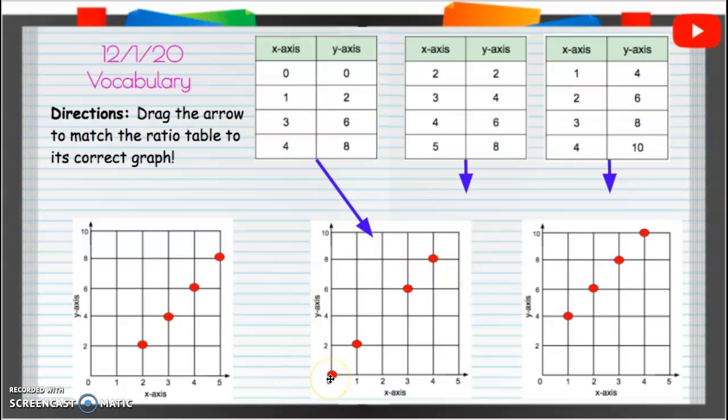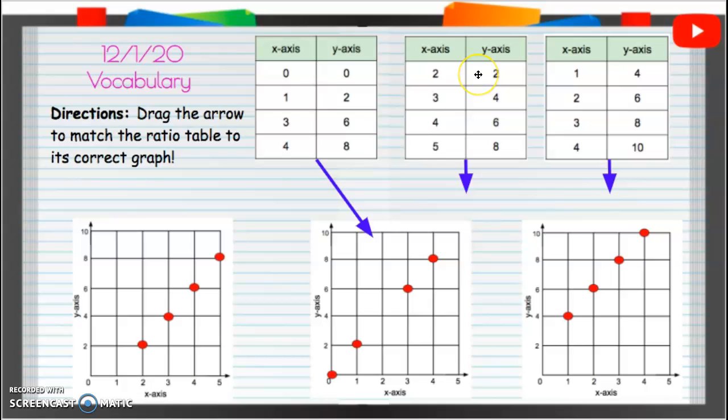So you went over 0, up 0, so you just stayed there at the starting point. Then we can check over 1 up 2, over 1 up to 2, yep. Over 3 up 6, over to that 3 up to that 6, yep. Over to that 4 up to the 8, over 4 up to 8, yep. All those are correct, so that is the match. All right, let's take a look at the next two.